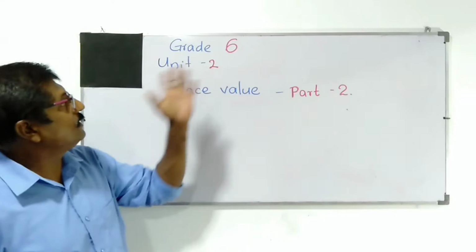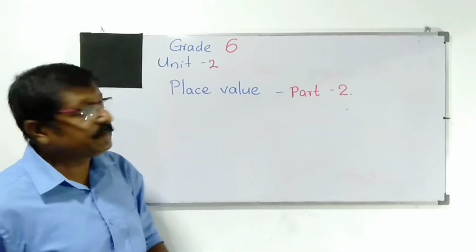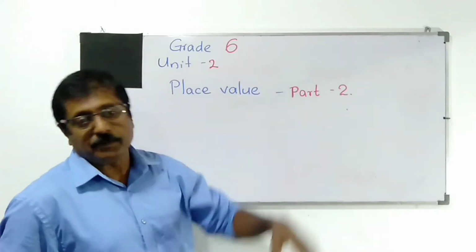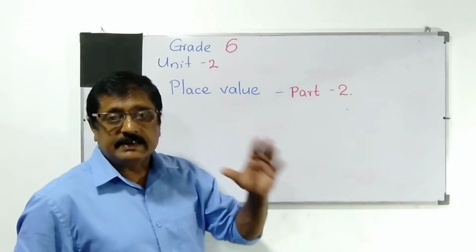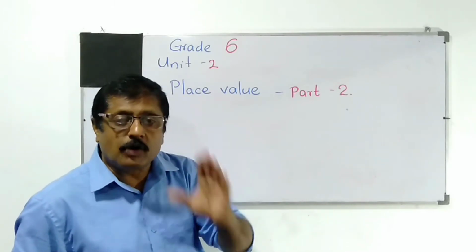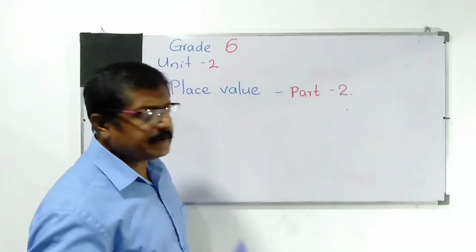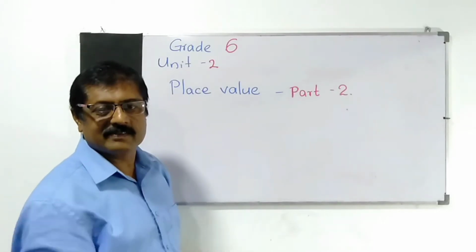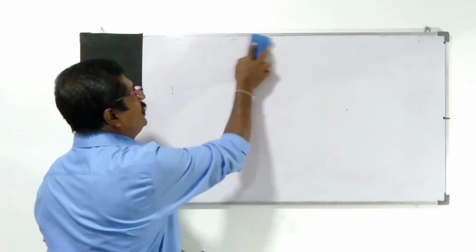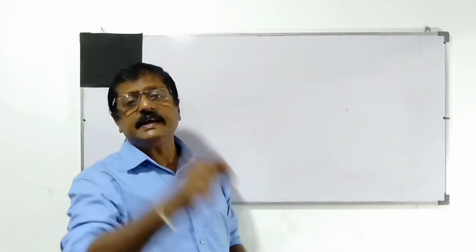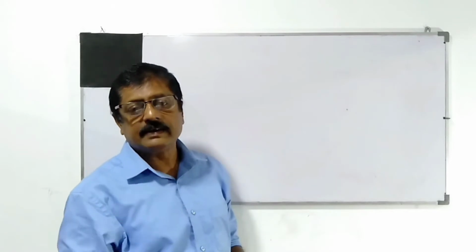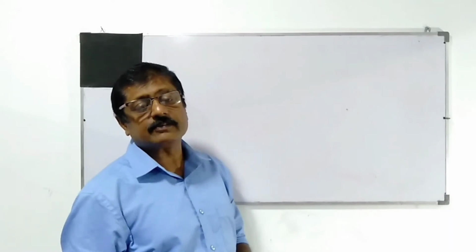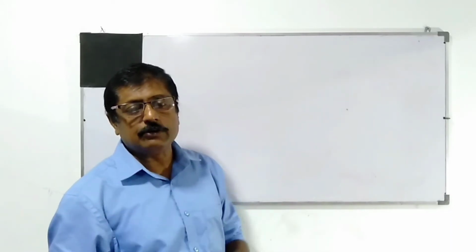Today we are going to discuss grade 6, unit 2, place value, part 2. You can remember in the first part we discussed many things related to place value, and in this part we have to discuss only large numbers. What have we got to learn related to large numbers? Only three things. How to divide a number into zones, how to read a large number, and how to write a large number in words. Only three.